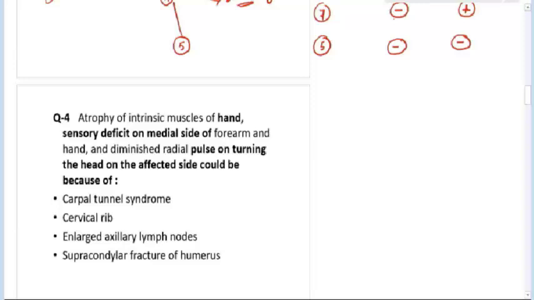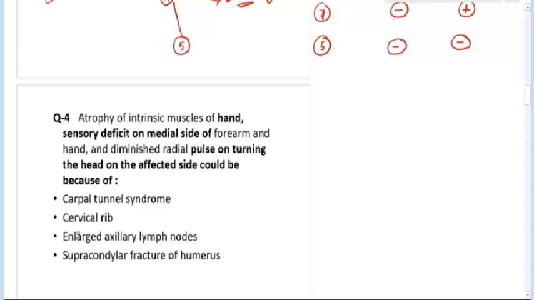Next question is atrophy of intrinsic muscles of hand, sensory deficit on medial side of forearm and hand, and diminished radial pulse on turning the head on affected side could be due to, and the options are carpal tunnel syndrome, cervical rib, enlarged axillary lymph node, supracondylar fracture of the humerus. Now we discuss the options separately. Carpal tunnel syndrome will result in median nerve injury, and atrophy of intrinsic muscles of hand and sensory deficit on the medial side doesn't fit with the median nerve injury.